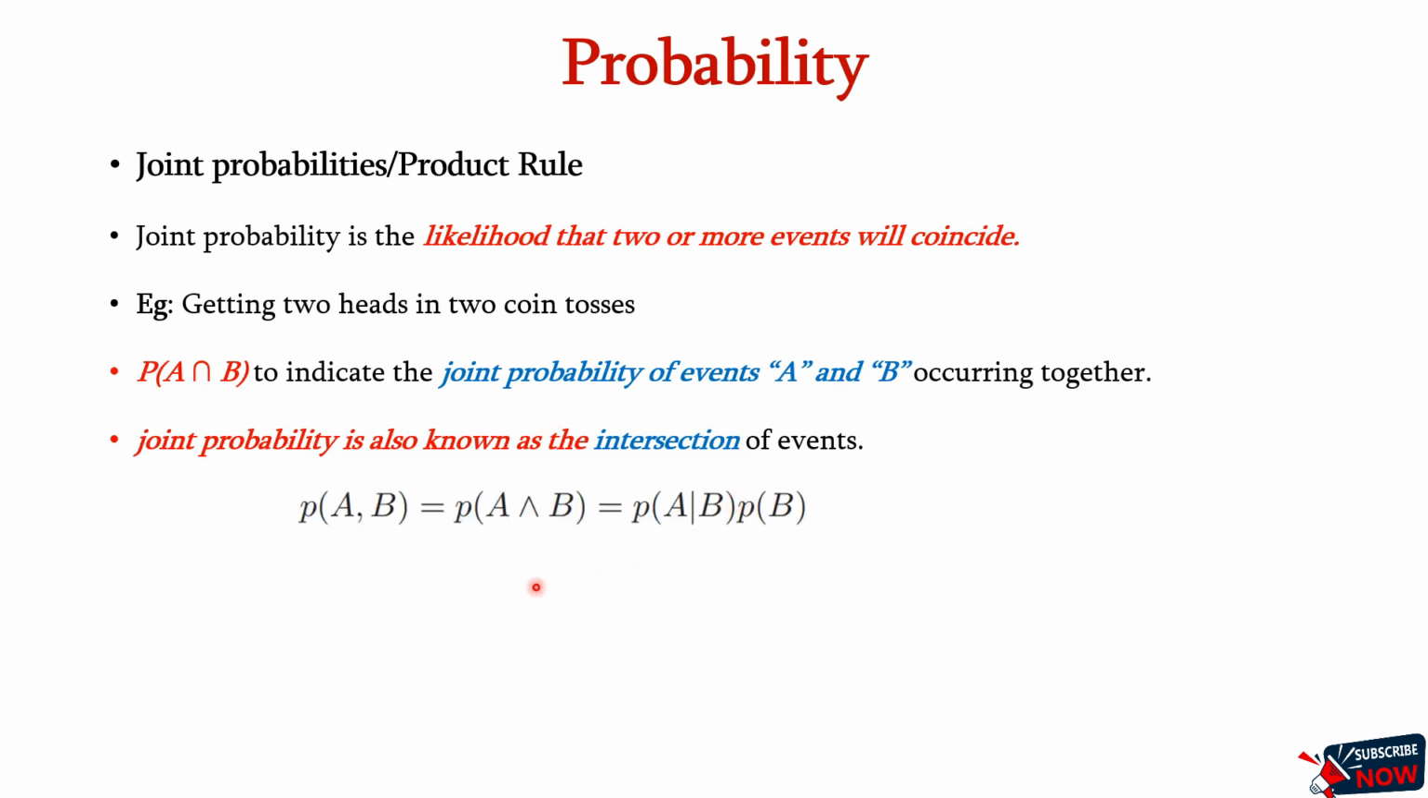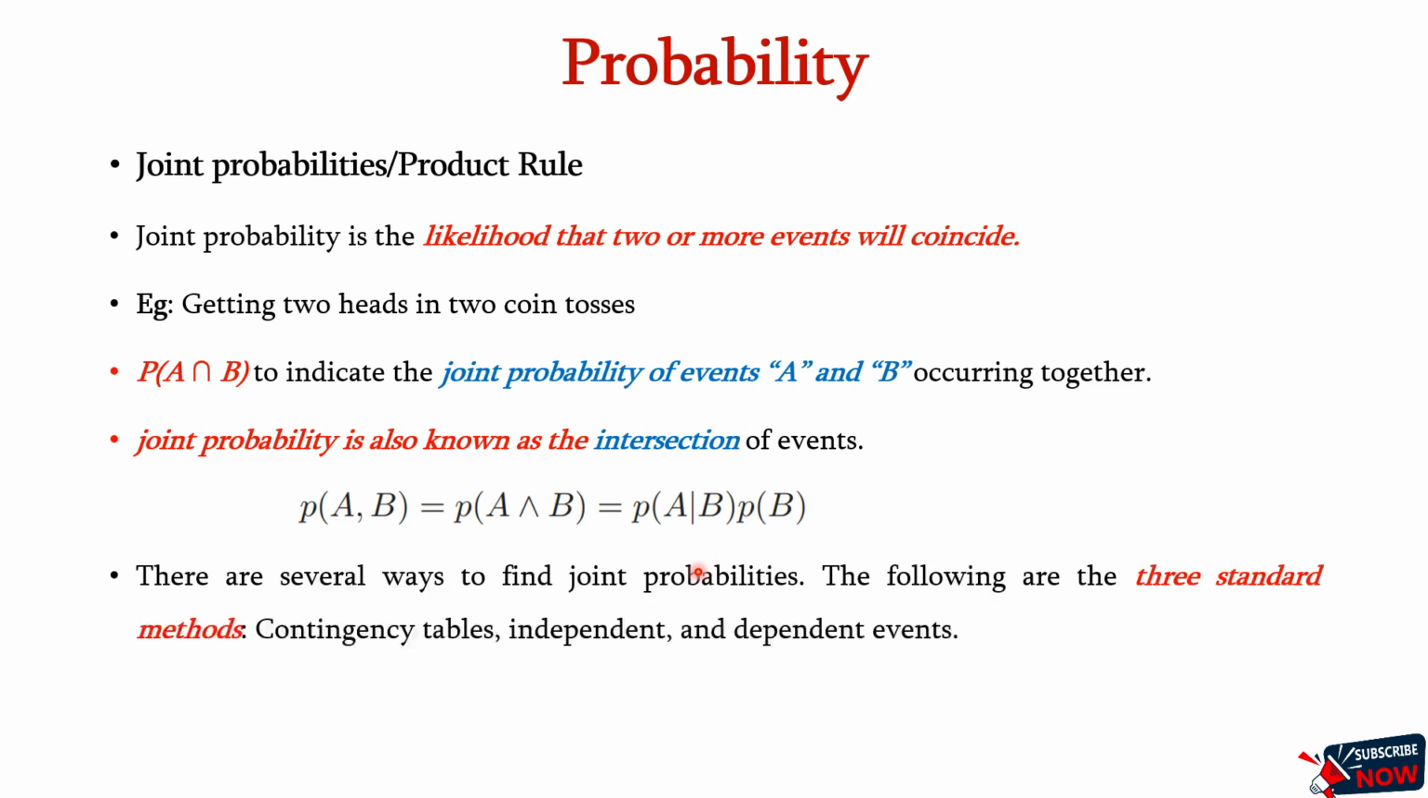We can express the product rule either by using the and symbol or intersection. So we can write the product rule as P of A and B is equal to P of A given B into P of B. So this is called as conditional probability. The P of A given B is called as conditional probability. There are several methods to represent these joint probabilities. Three standard methods are contingency tables, independent events and dependent events.